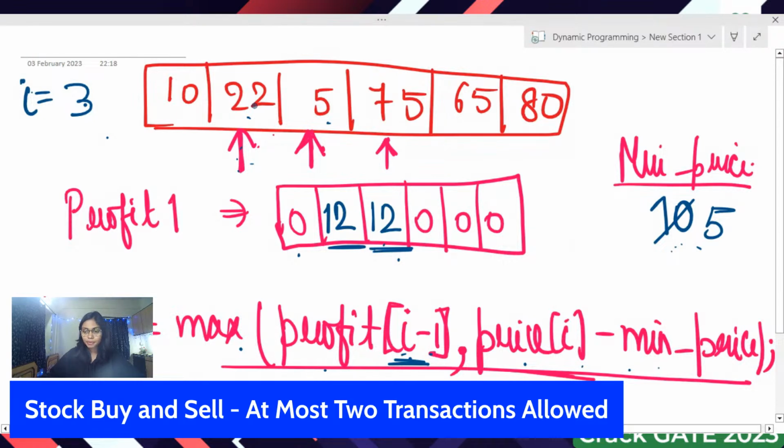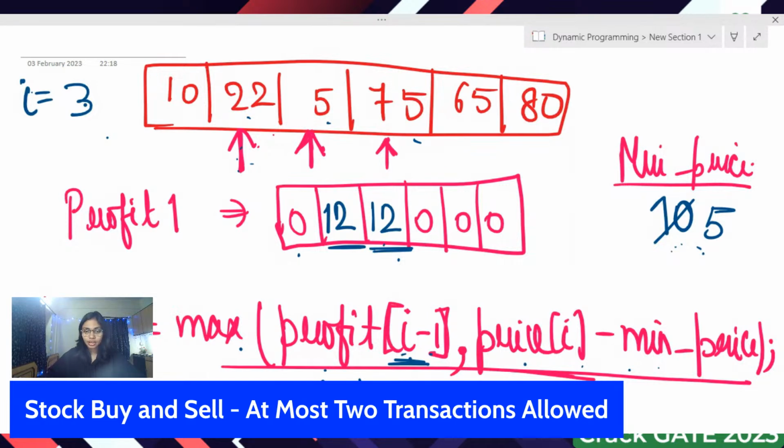with the profit at I, which is price of I minus minimum price. So price of I is 75, minus minimum price 5. 75 minus 5 is 70. So what is the value that you are getting? What shall I update here? Maximum of 12 and 70. We are updating it with the maximum. Exactly, so it will be 70.